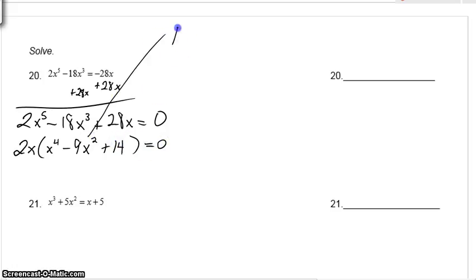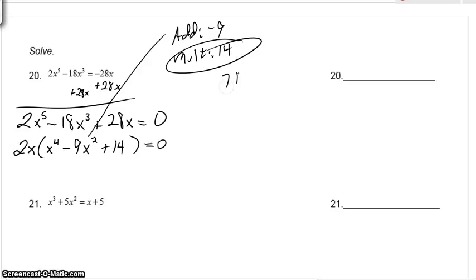Well, you might guess we're looking for two numbers that will add to negative 9, and yet at the same time multiply to 14. Definitely focus on how you are multiplying. Multiplying to 14, you might think of 7 and 2, and you'd need both of them to be negative to be able to add to negative 9. So we'll have 2x, x squared minus 7, and x squared minus 2 equals 0.